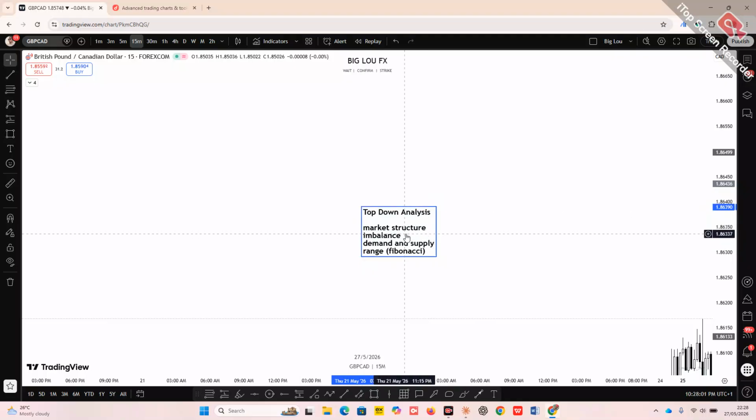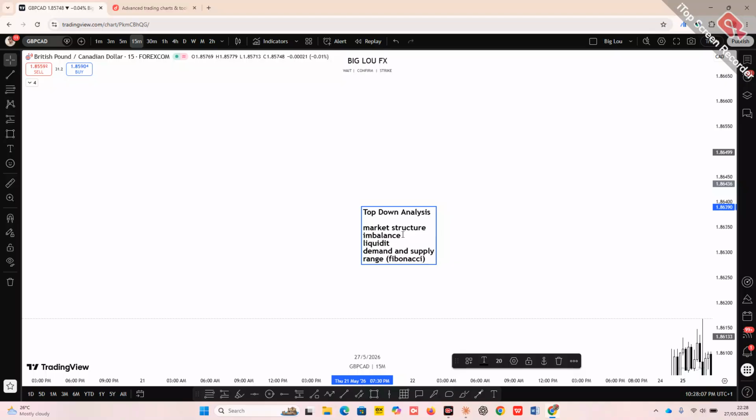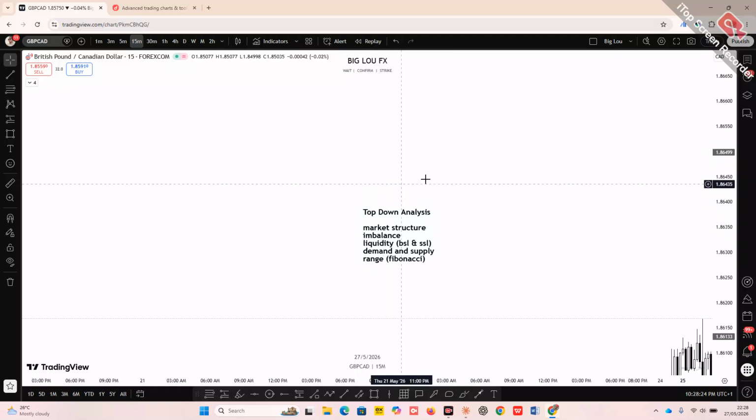That is not all. Liquidity should be somewhere there. We have the buy side liquidity, we have the sell side liquidity. These are the concepts I put together to frame my trade and then execute that trade and get my targets. For my entry and for my target, these are the concepts I put together to frame my trade using top-down analysis.